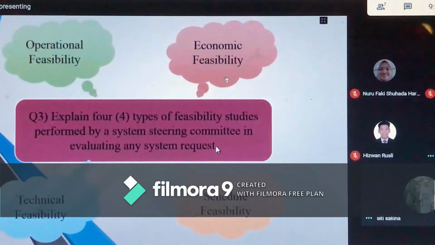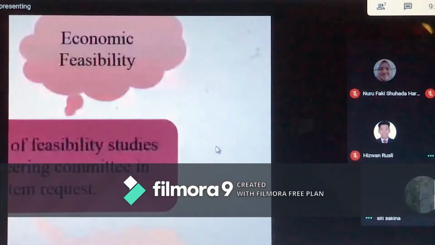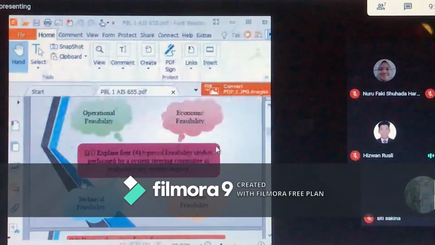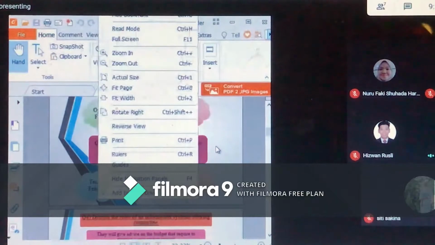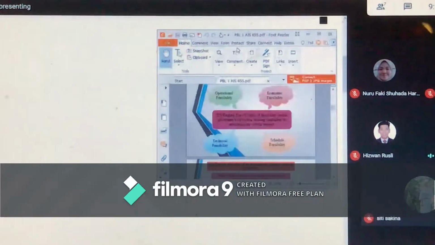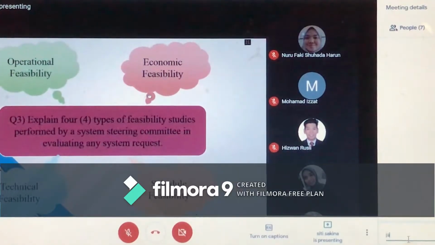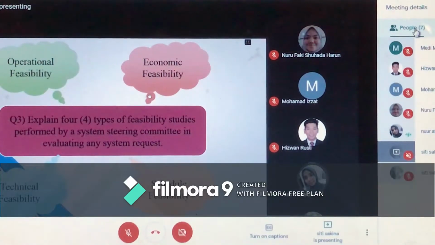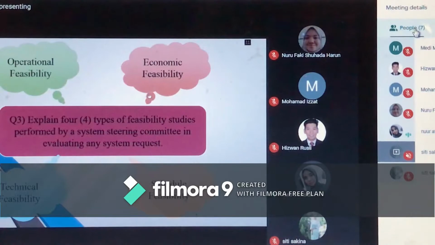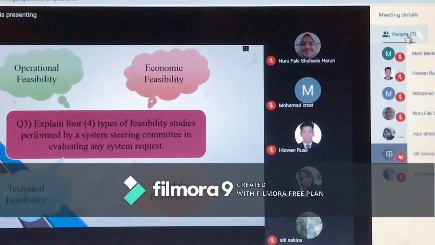Okay, I will proceed to question 3, which is to explain 4 types of feasibility study performed by a system steering committee in evaluating any system request. In order to establish a new system project, Lestari Perdana Sdn Bhd must refer to 4 types of feasibility, which can be used to analyze and evaluate the proposed system.